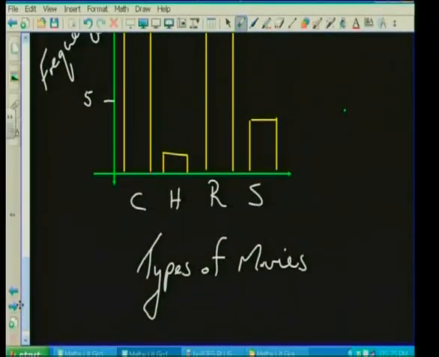Okay? And you can do that in class because you've got the ruler and you can be a lot more accurate than I am at the moment. And then at the bottom, besides calling my horizontal axis types of movies, I'm also naming the movies. So I've got comedies, I've got horror, I've got romantic, and I've got suspense. So that's the first thing, my different titles.